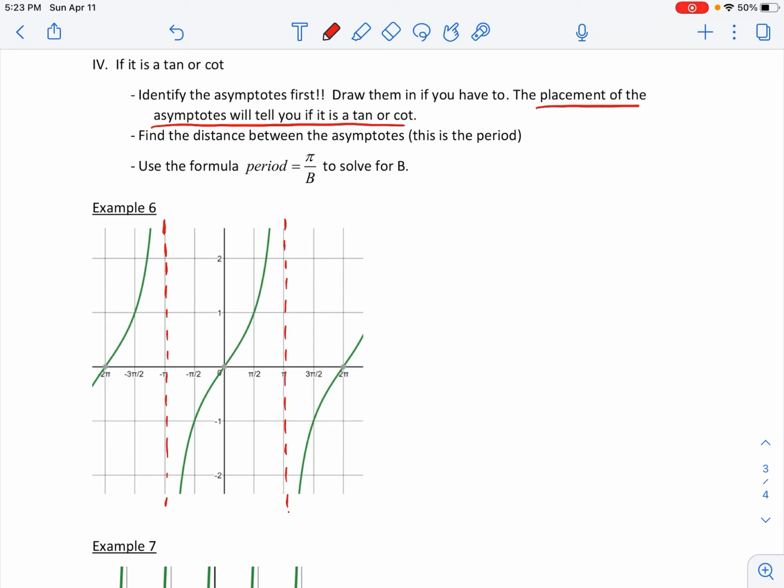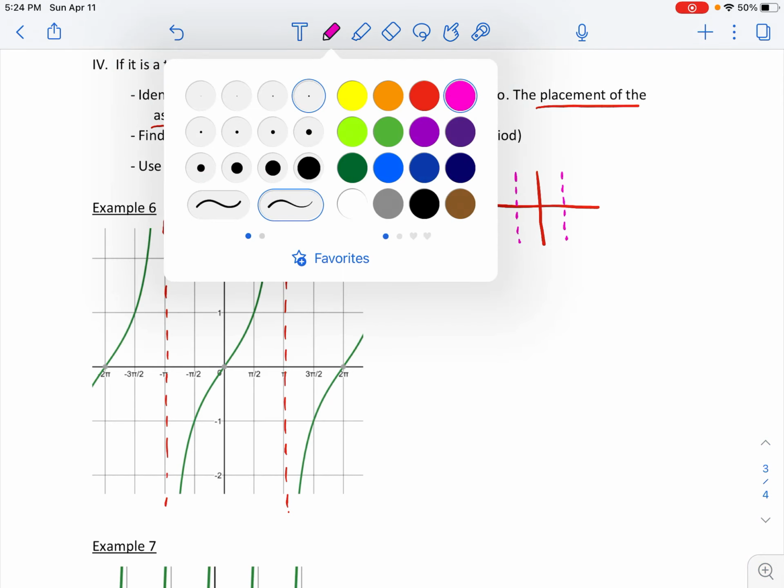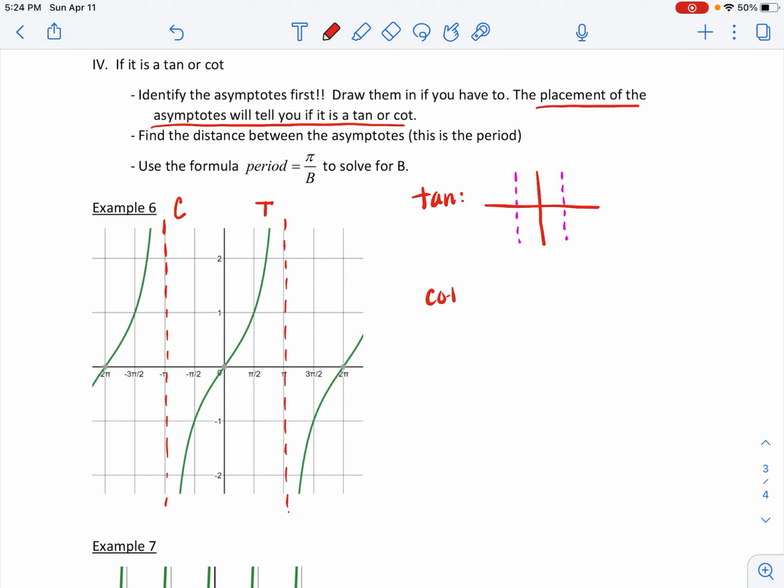And you guys remember, a positive cotangent graph always starts here. A positive tangent graph always starts on this side, right? So let's try to figure out what we have here. Based on the asymptotes, remember a tangent graph has an asymptote to the left of the y-axis and to the right of the y-axis. Okay, write this down again in case you forgot. A cotangent graph has an asymptote that is actually on the y-axis, and then it just keeps going on after that. Okay, so which case do we have here?